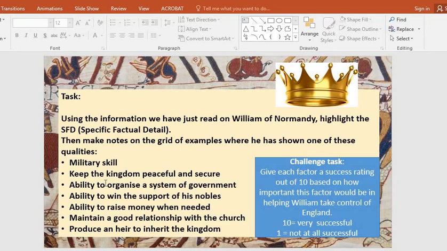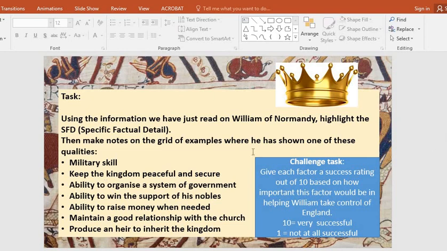So, for example, if you look at the first one, military skill, what I want you to do is write military skill as a subheading, and then I want you to find examples of where William has demonstrated that he has military skills. And then I want you to do that for all of the bullet points. So from military skill all the way down to produce an heir to inherit the kingdom. So either do it on page 3 on the chart directly if you have a printed out version, or you can do it directly into your pink history books.